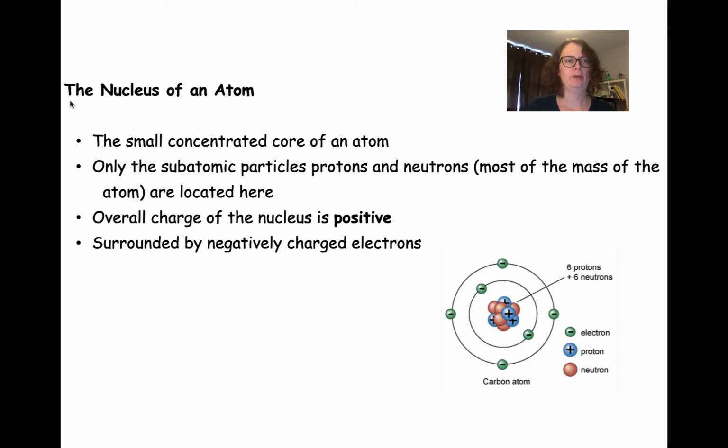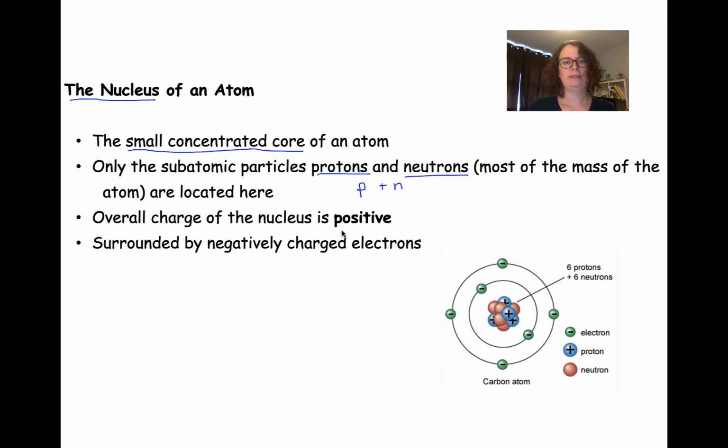And the nucleus of the atom, we've talked about this a lot already, but it's a small concentrated core of the atom. The only subatomic particles that are in the nucleus are protons and neutrons. And this is where most of the mass of the atom is. I like to remember that protons and neutrons are in the nucleus. Protons and neutrons. N and P are close together in the alphabet, and they're also close together in the nucleus.